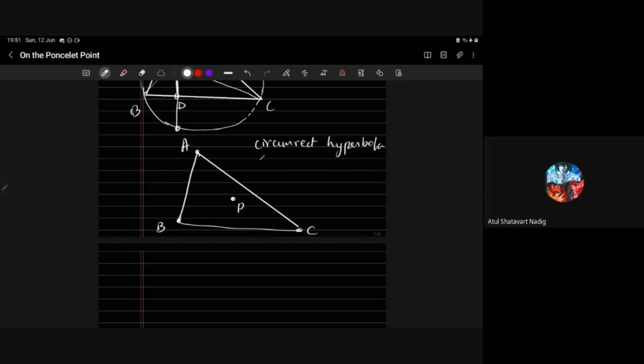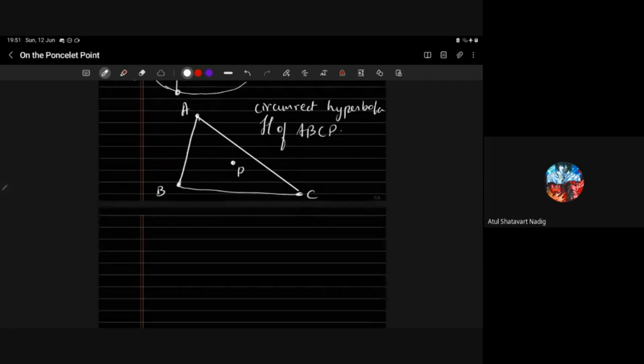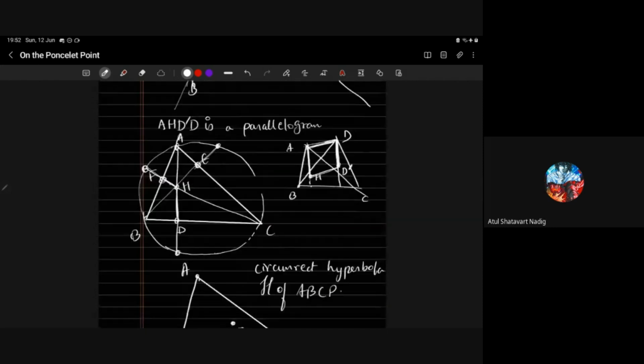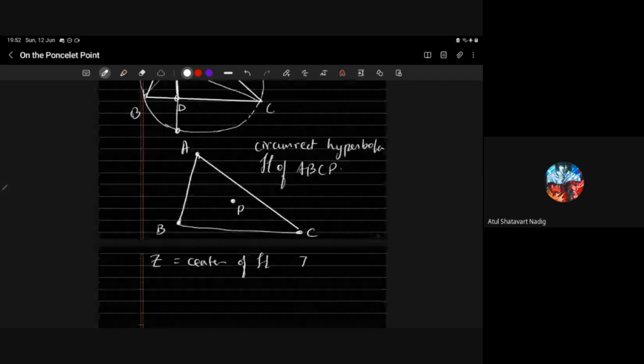Circumrectangular hyperbola H of ABCP. Now here's the thing. Let Z be the center of the hyperbola. From this theorem, Z lies on the 9-point circle of ABC. But then if you remove A, PBC is also a triangle inscribed into H.